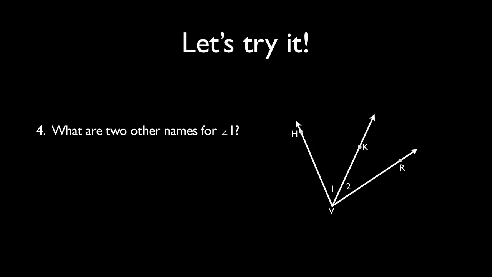What are 2 other names for angle 1? Angle 1 is this angle right here. Okay, so notice the 1 down there next to the V. The trick is that there's also a second angle coming off of point V. So we cannot use angle V as a name. So we'll just have to use 3 points. So angle HVK and angle KVH are our 2 options there.